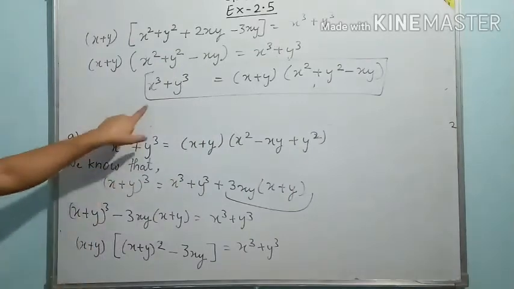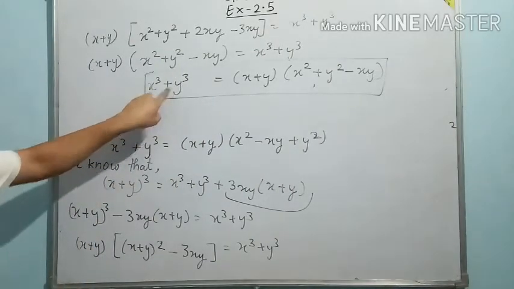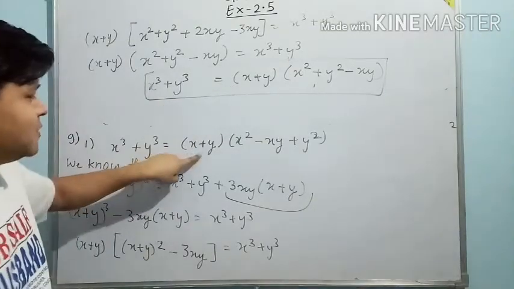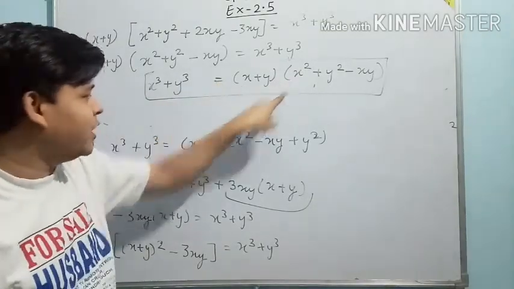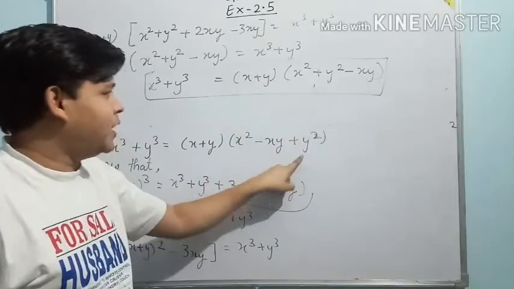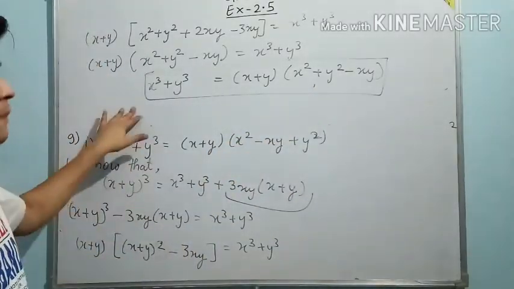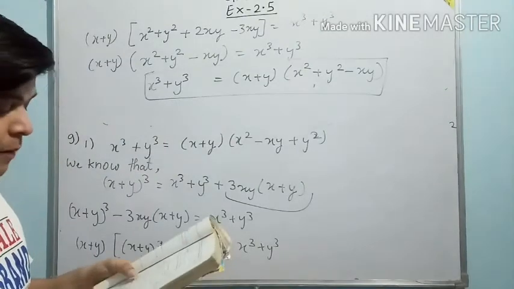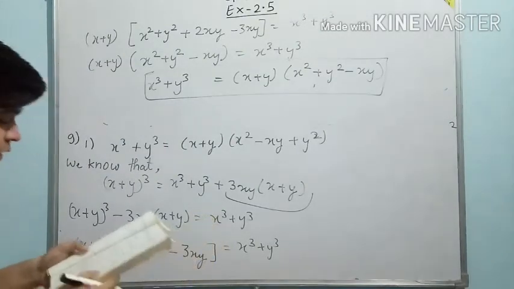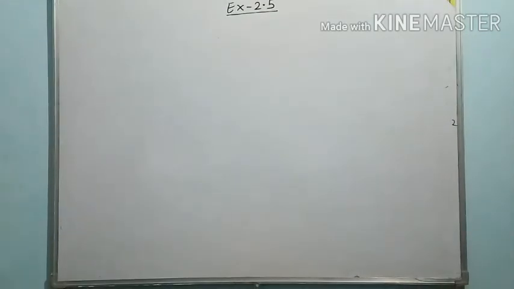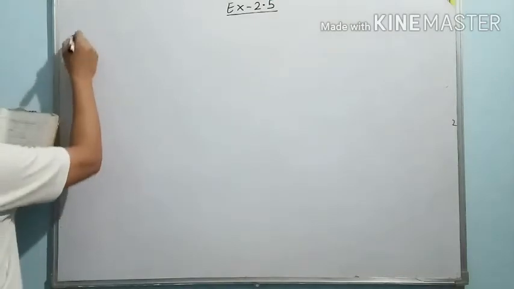As you all can see, in LHS we have x cube plus y cube, same we have to prove here, equal, and this side x plus y, and in bracket x square plus y square minus xy. So in this way you can solve this, and similarly you can solve the second part of this, right? Now let's move to question number 10. This is question number 10.